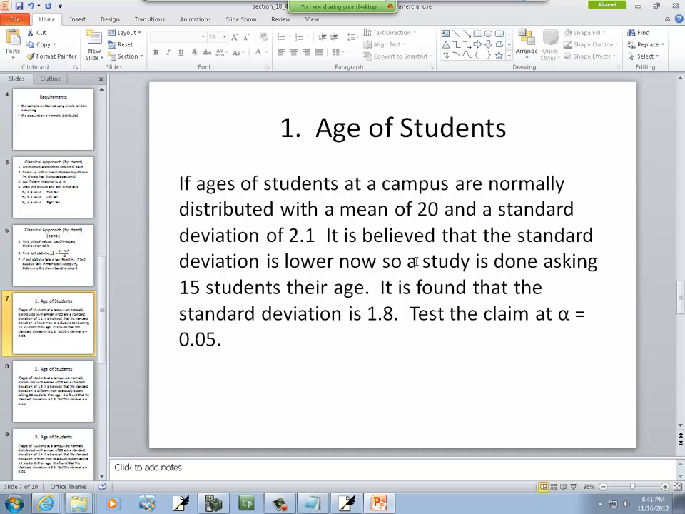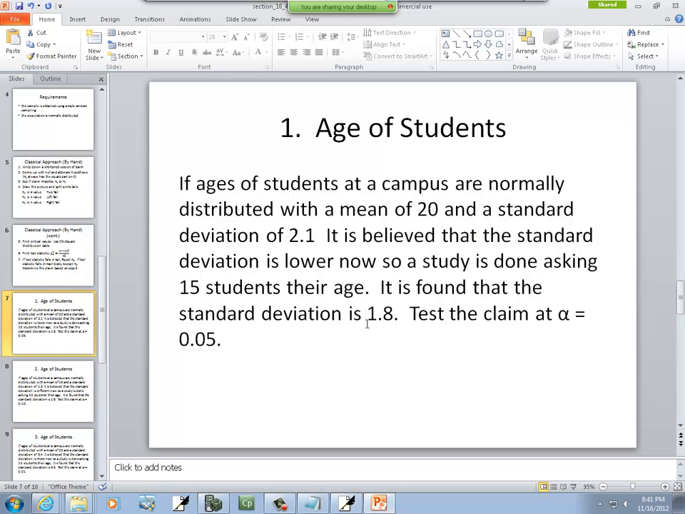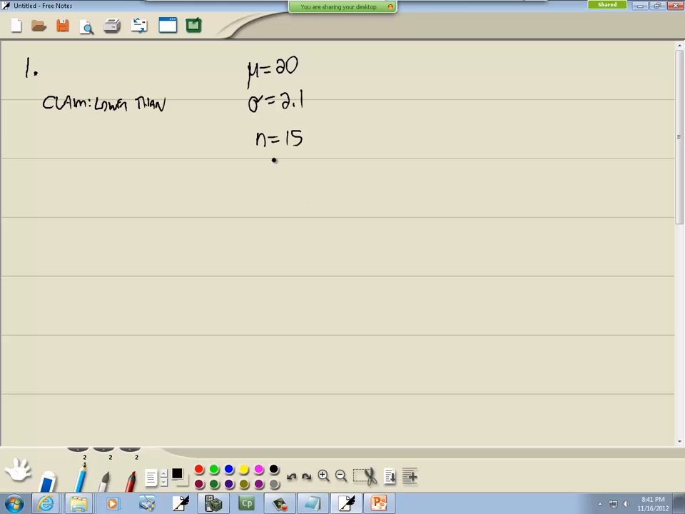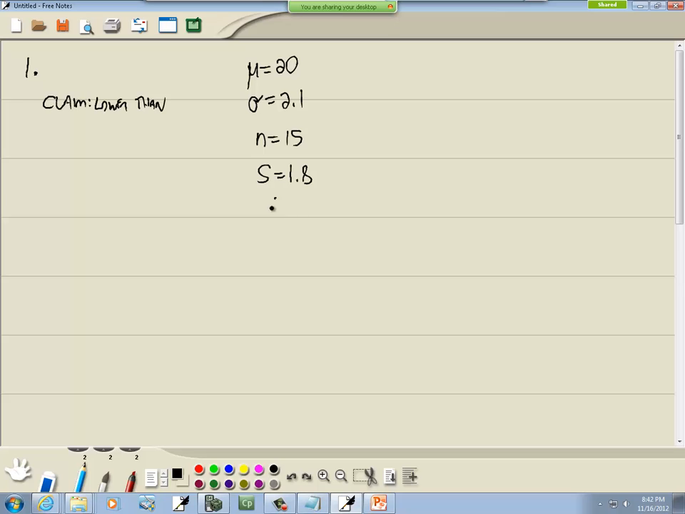A study is done asking 15 students their age. Well, that means n is 15. It is found the standard deviation is 1.8. So this is referring to our 15 students, so this will be s. Test the claim at alpha equal to 5%.